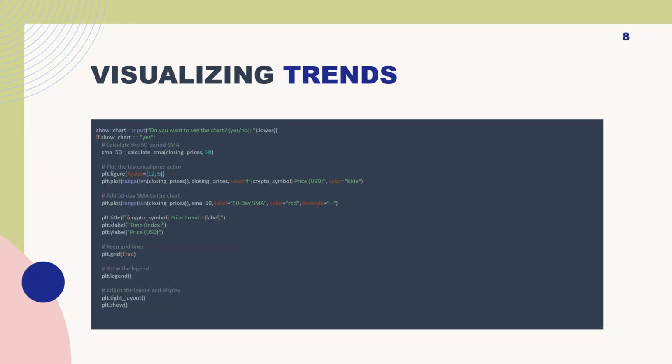Moving on to step 5, which is visualizing the trends. This means that the script not only gives raw data, but also creates a chart to help see the trends visually. It plots the closing prices for the past year in blue. Then it calculates something called the 50-day simple moving average, or for easier notation, let's say SMA, and adds it to the chart in red.